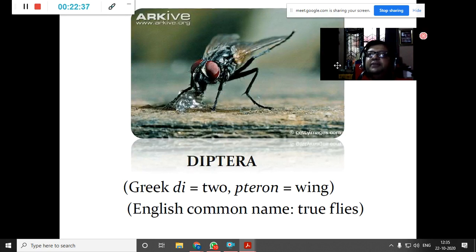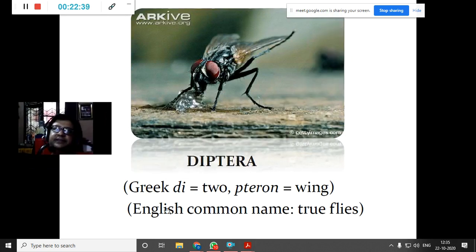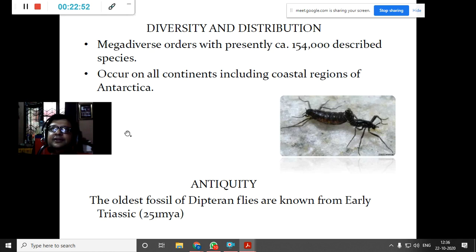Then you have the famous Dipterans. Di means two, pteron means wings. They have two wings. They are the true flies and mosquitoes. Drosophila. Mega diverse orders with presently around 150.